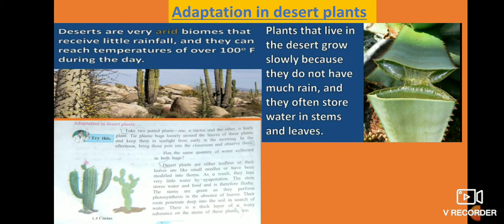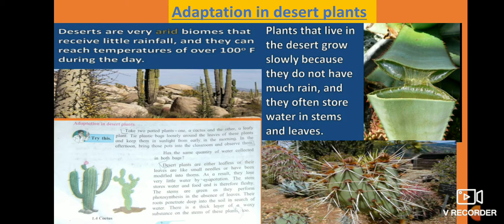These plants live in the desert, grow slowly because they do not get much rain, and often store water in the stems and the leaves. See how the water is stored in the stems. Here the thorn is shown in this figure. The thorn, the needle shape, is called the leaf, and the green part shown here is the stem.